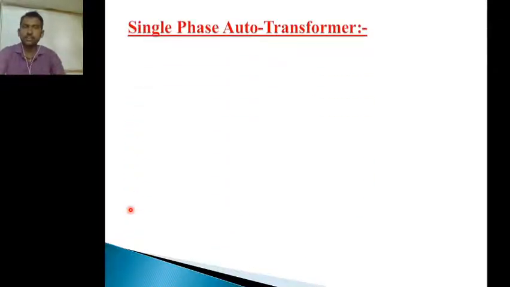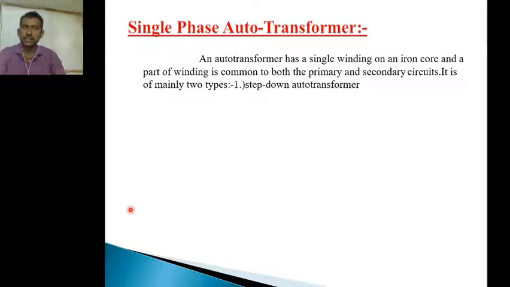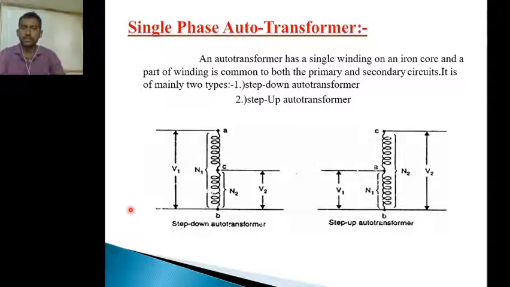So first, what is meant by the auto transformer? If you have the primary winding and secondary winding as a single winding in any transformer, then the transformer is called the single phase auto transformer. An auto transformer has a single winding on the iron core, and a part of the winding is common to both primary and secondary circuit. Normally it is of two types: step down auto transformer and step up auto transformer.